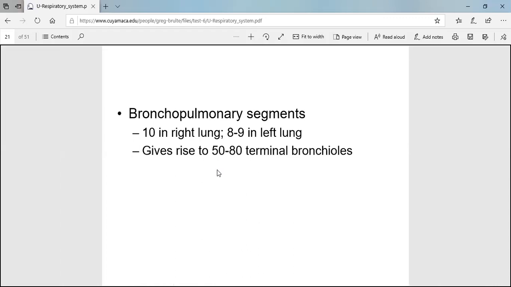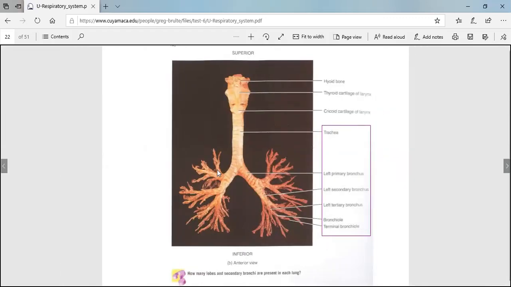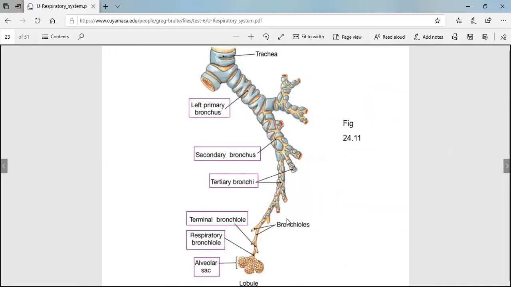I don't get too into the segments. You got maybe 10 segments on the right, 8 or 9 on the left. Here you can see primary bronchi, secondary bronchi, and then tertiary bronchi. And then you can see those are leading into these little bitty bronchioles way out here. So that's just a better drawing, right? So there goes your primary bronchus, and then there goes secondary, and there goes tertiary.